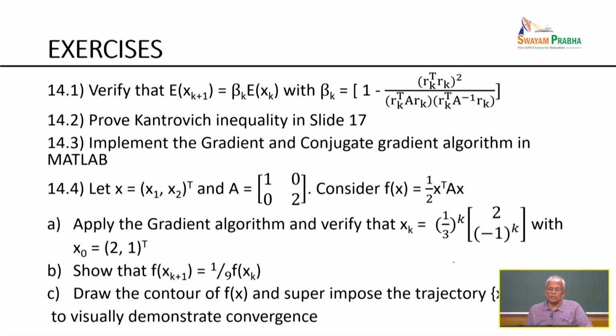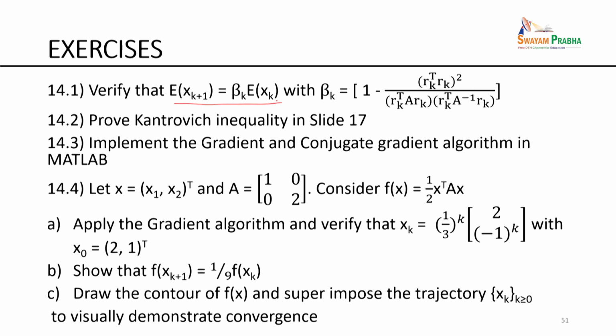Now, I am going to go over some exercises. Verify the relation for E of x k with beta k is equal to this. Prove the Cantor-Gini inequality in site 16, for which you have to go to Wikipedia. That is a nice proof. Implement the gradient algorithm and the conjugate gradient algorithm in MATLAB. Yes, MATLAB has a version, but I do not want you to use MATLAB. I want you to code it and compare your algorithm with the MATLAB algorithm.